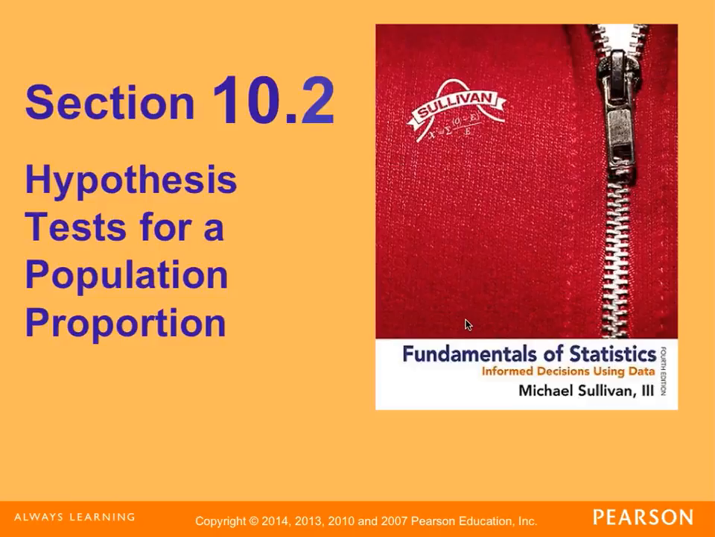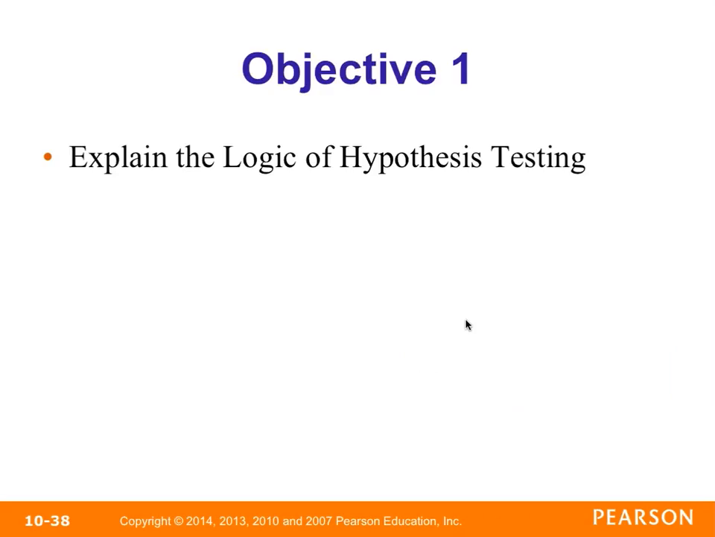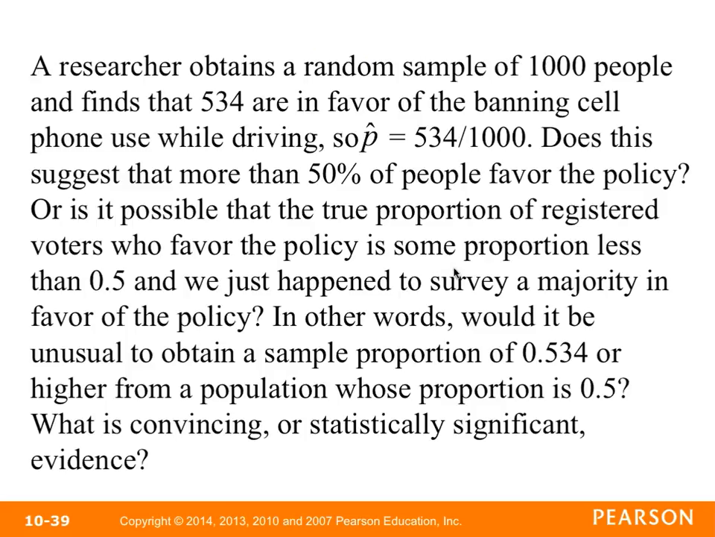Okay, so now in section 10.2, we're actually going to perform some hypothesis tests for proportions. So we're going to start with population proportion, and then in 10.3, we're going to do the same thing for population means. So 10.1 was just meant to introduce you to hypothesis testing so that you can understand the purpose, how to actually set one up, and then how to actually draw conclusions. So objective 1 is to explain the logic of hypothesis testing. So let's look at this example here.